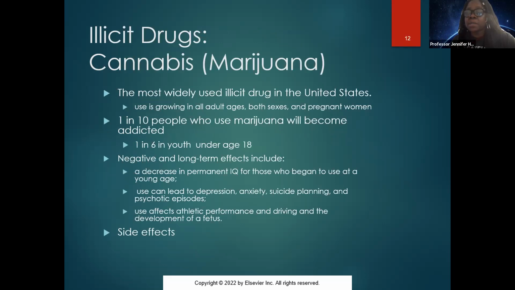Side effects of marijuana use include dry and reddened eyes, increased appetite, dry mouth, mild tachycardia, drowsiness, anxiety, and paranoia, believe it or not.